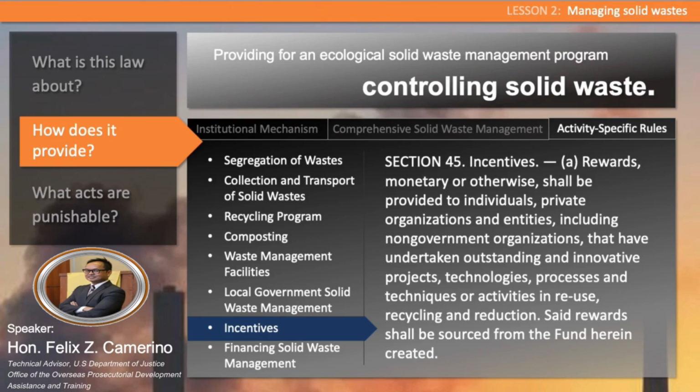Said rewards shall be sourced from the fund herein created. So this just sets the rules on when that incentive may be granted and availed of. All right, so that should give us a general idea of these special rules on particular activities or topics that the law needed to make provisions for. So I think we are now ready to move further along.